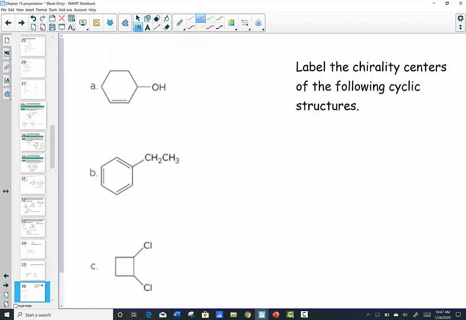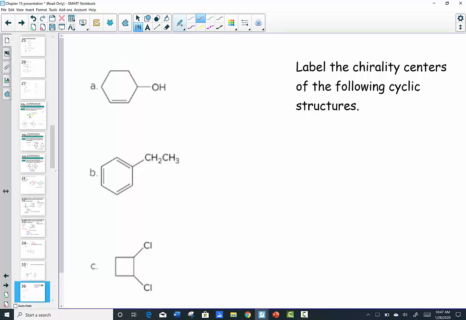How about practicing on your own for a moment, taking a peek at all the chirality centers in the following cyclic structure? Just try these on your own, pause the video, come back when you're ready to check. All right, well, let's come back.